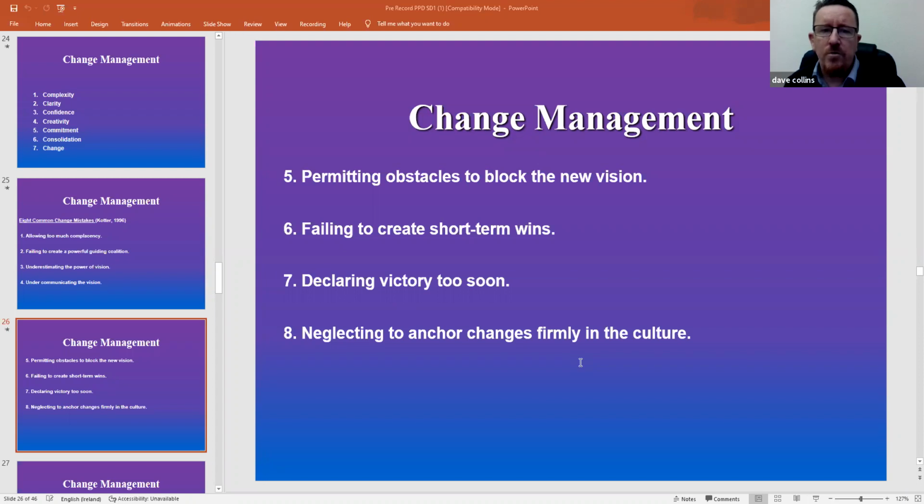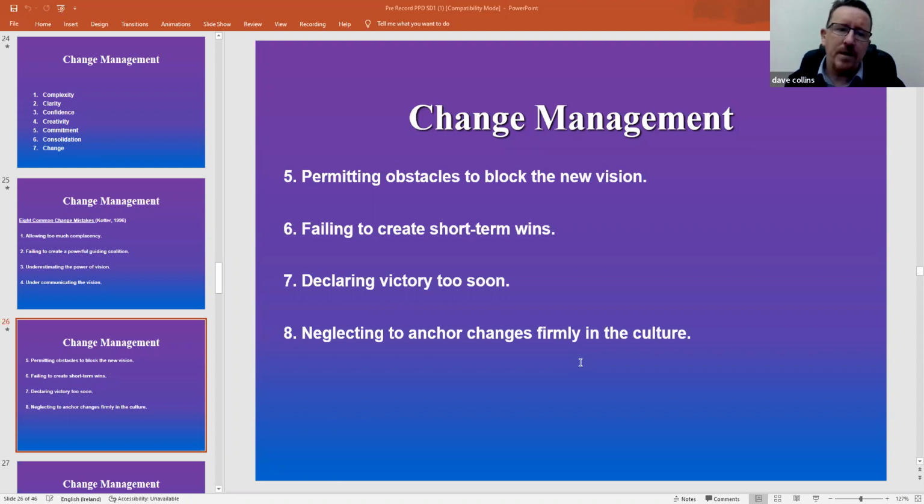Failing to create short-term wins. So throughout this whole, and I said this to you guys as well, when you're doing your own personal or professional goals, you have your ultimate goal, but create short-term goals that you know you can get to. And when you get them, celebrate them.